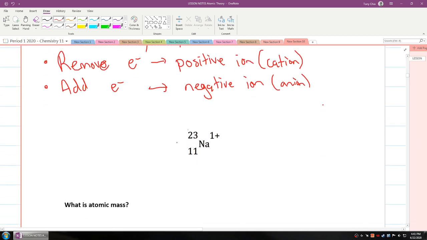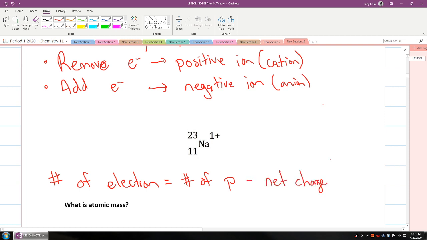But there's a formula to always find the number of electrons. The number of electrons is always equal to the number of protons take away the net charge. So in this case, this sodium has 11 protons, and you take away plus 1, this sodium will have 10 electrons.